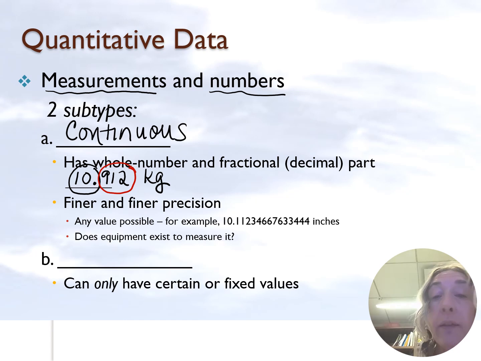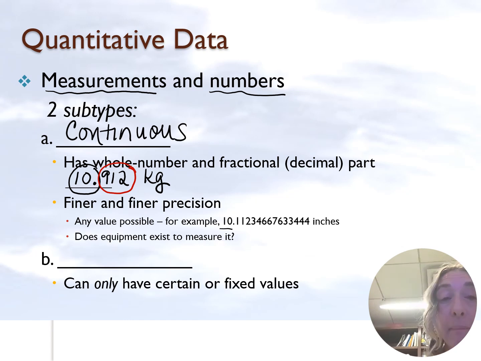With continuous data or continuous variables, you can specify them theoretically to finer and finer levels of precision. This means that any value is possible. So for example, 10.11234667 on and on inches is a theoretically possible value. Now, whether you have the equipment to measure it to that level of precision is a different story, but it is theoretically possible to have something that measures that.